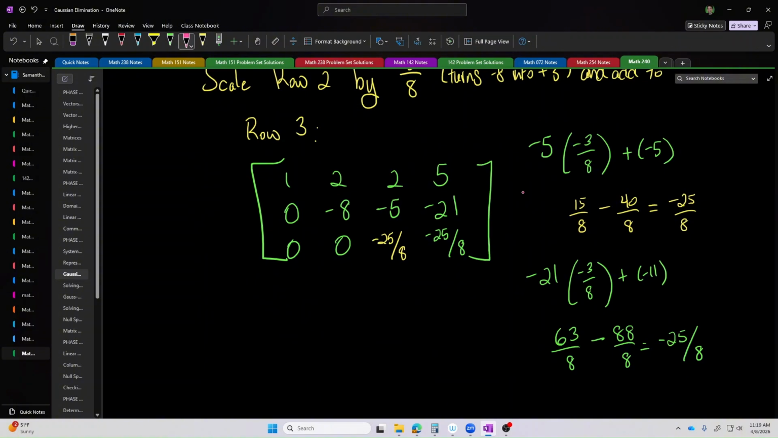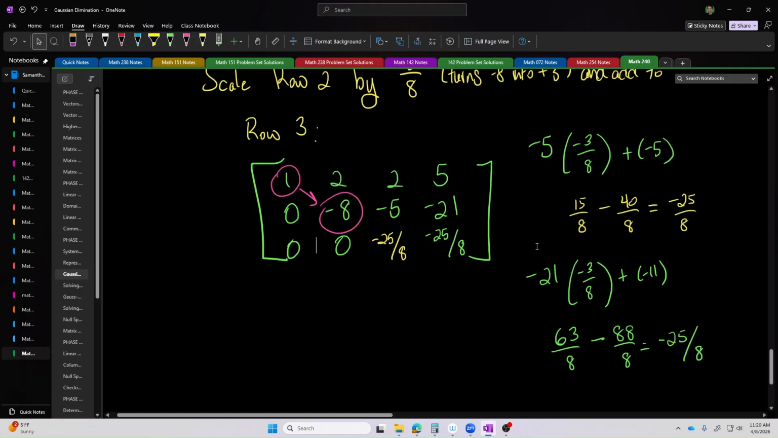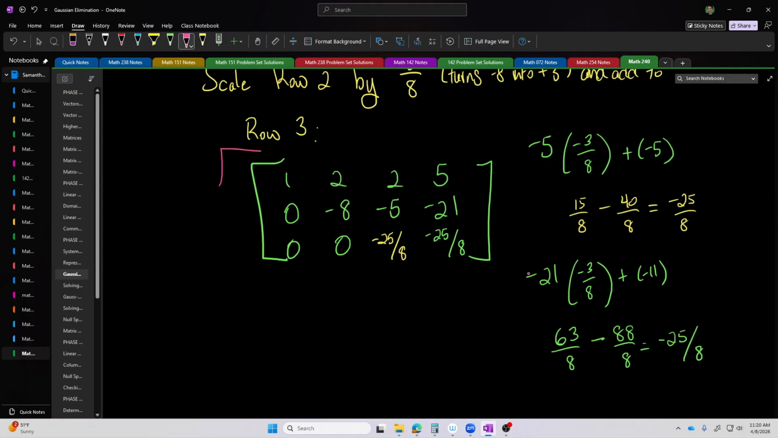You can confirm that by looking at the pivots. Here's the pivot in the first row, and down and to the right is this pivot in the second row. Down and to the right is this pivot in the third row. So this matrix is now in row echelon form, so we can stop the process here and use this as a final answer.